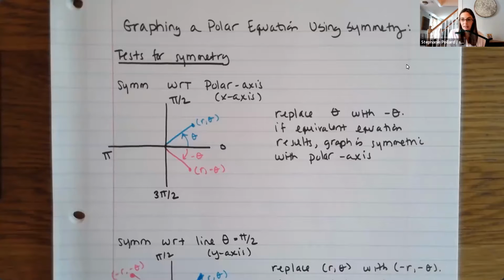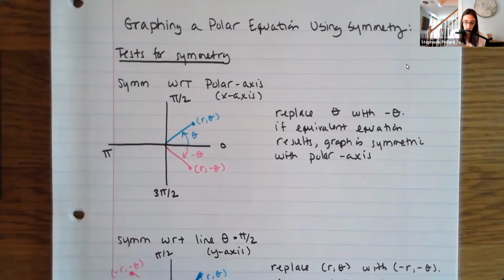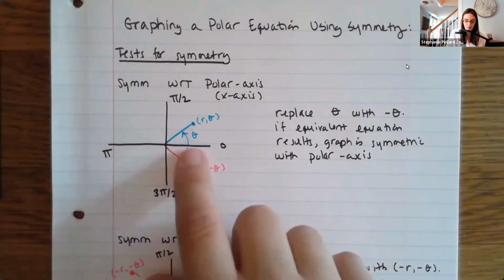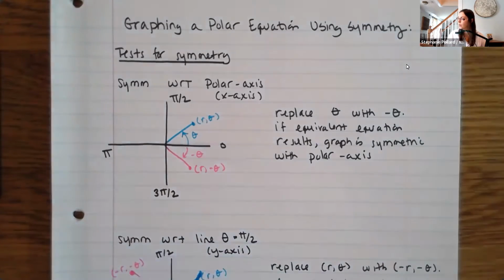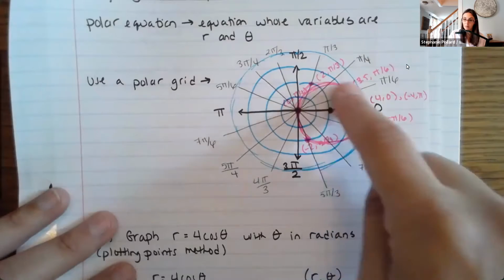So here I'm going to talk a little bit about that symmetry idea. There's three kinds of symmetry we're going to talk about for polar equations. The first is with the polar, or what we're used to as the x-axis. So you have the same symmetry above and below. And if you look back to our example here, you did see that, right? You had that same symmetry above and below.